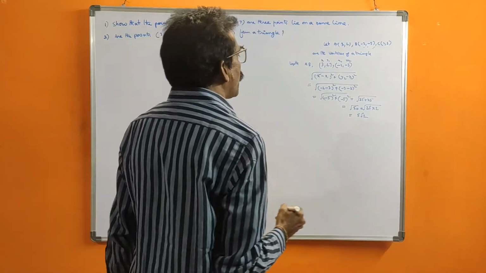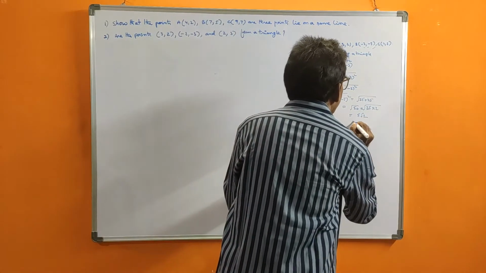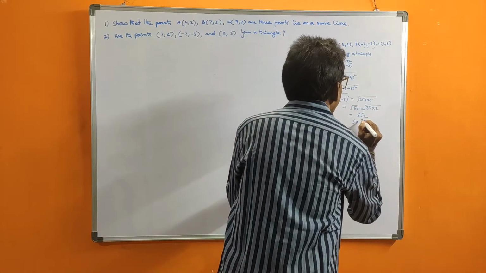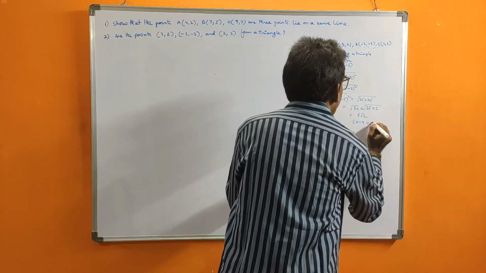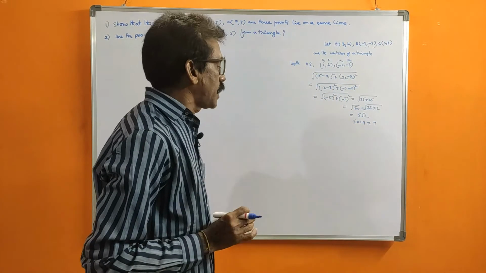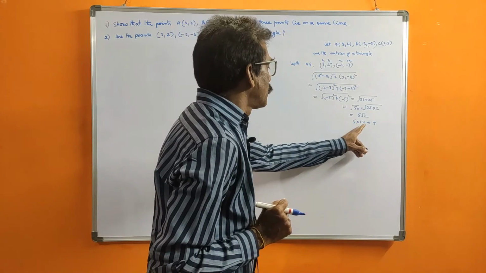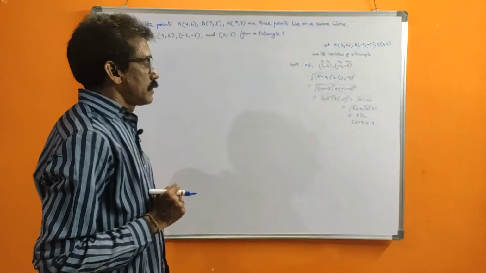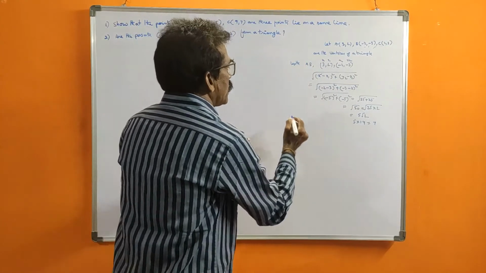We can write 5 root 2. The value you write here is for checking. 5 into root 2, where root 2 is 1.4, you write. That is nearly 7. This is an approximate value. See, 7 14s are 7, 0 means cancel. Okay.